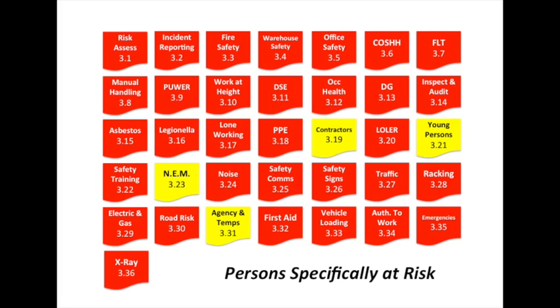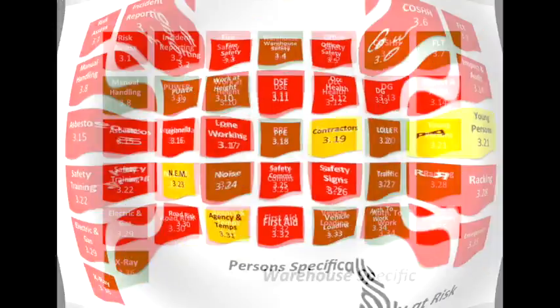4 of the elements centre around the risks that can be caused to those people that can be affected by our work activities by virtue of who they are and what they do for us, or where we need to consider the effect of our work on those that are not yet born. These are the persons that are specifically at risk.